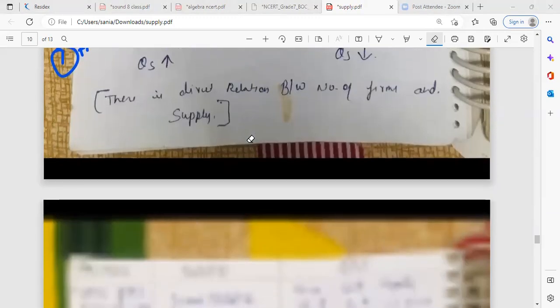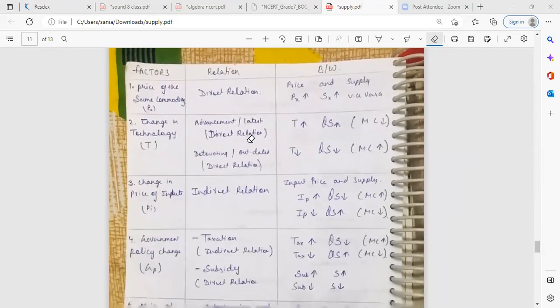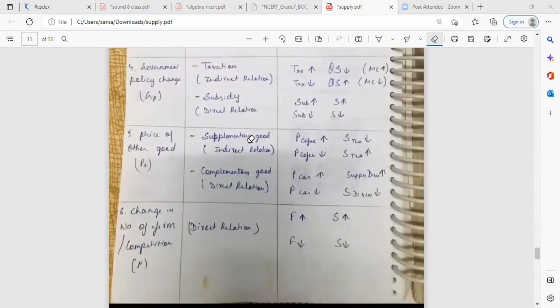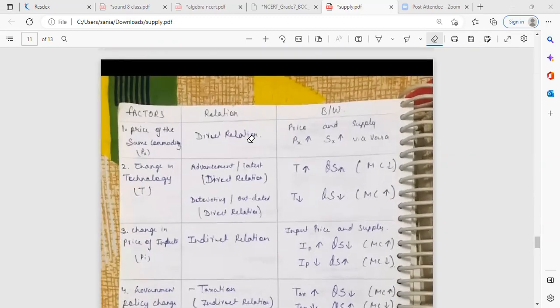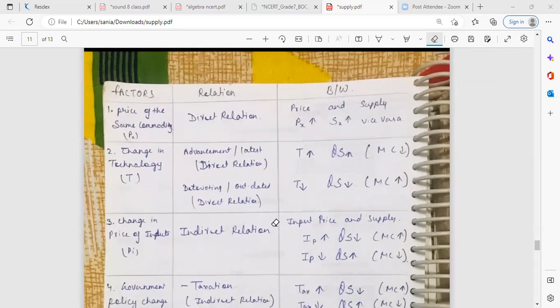Okay. Now you people will be making the master table. This is your master table basically, right? You have all the factors over here. This is a revision table. Factors are labeled, relation is written, and between is written. Like the price, then change in technology, change in input, everything is written over here. So this is the master table.